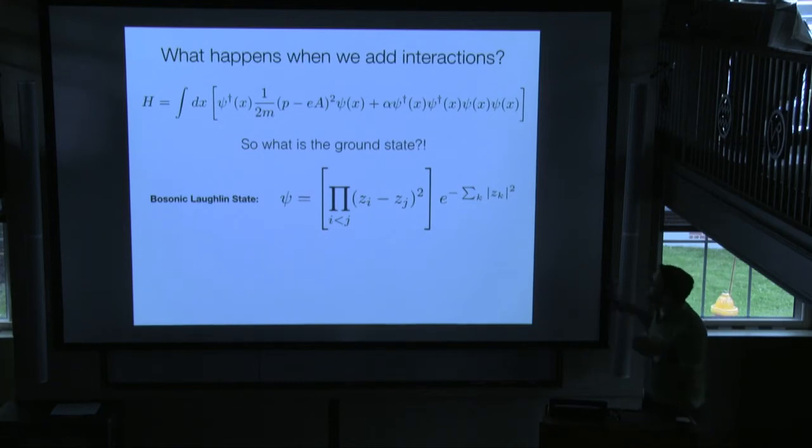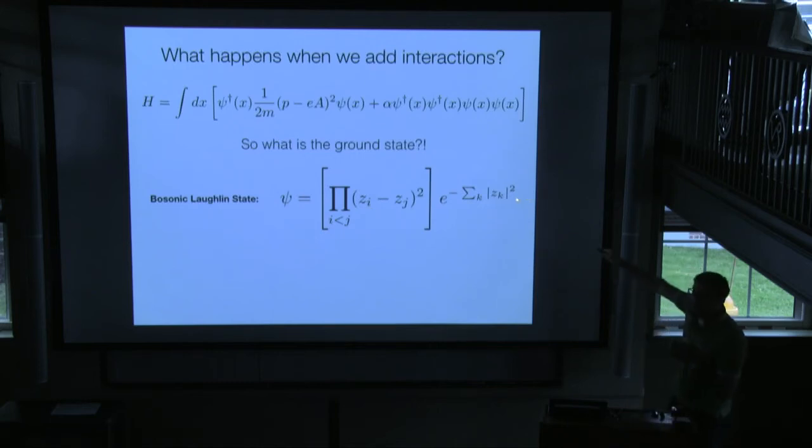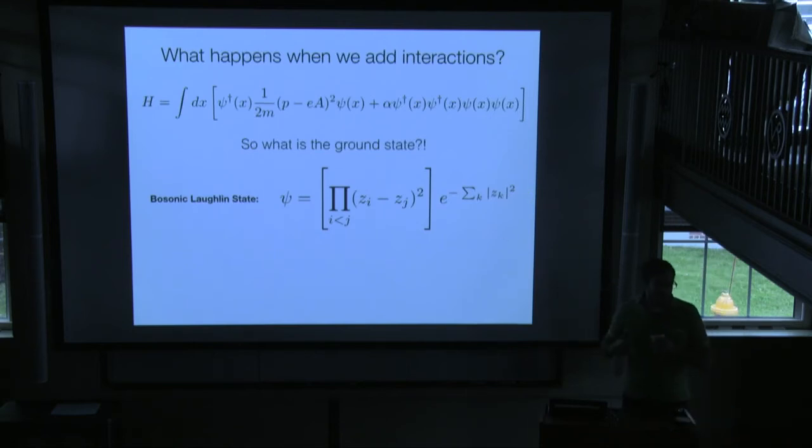Now, why is this a good way to write it? Well, it's a good way to write it because this is manifestly all particles within the lowest Landau level. Is that clear? Basically, if you expand this out, okay, every zi is going to be raised to some power in each of the terms, right? And then it will be multiplied by this Gaussian factor. And that's exactly the form of the lowest Landau level wave functions, right? So this is explicitly within the lowest Landau level, so that's good.